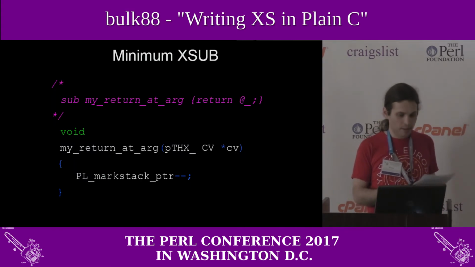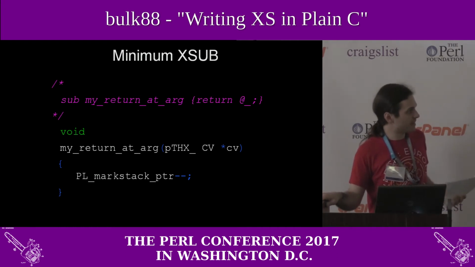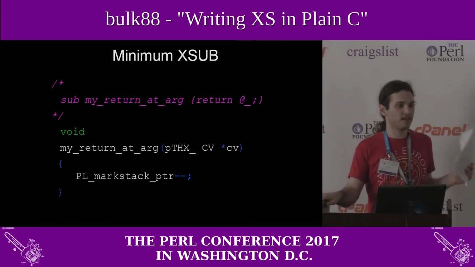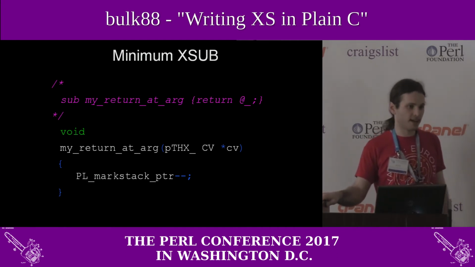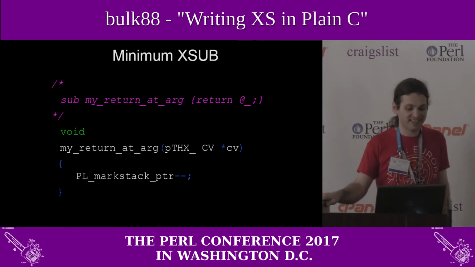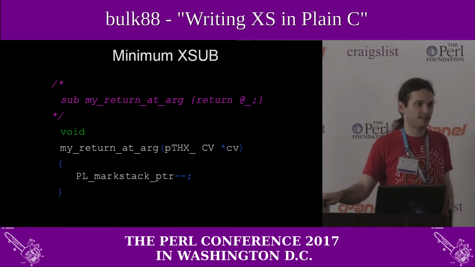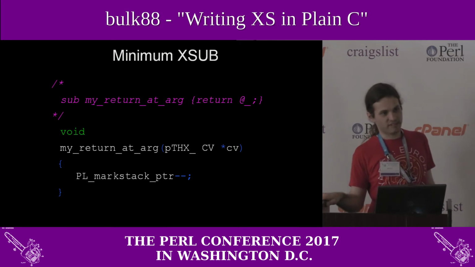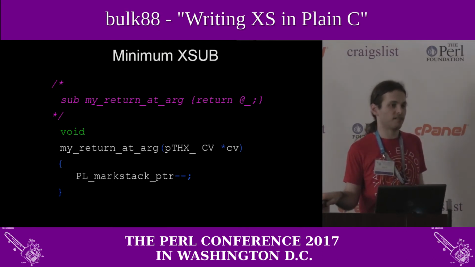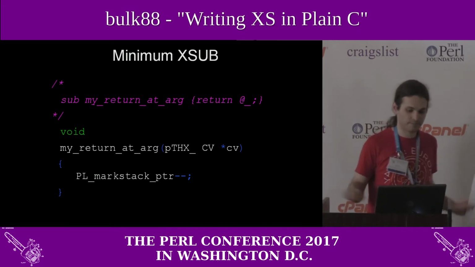The smallest XSub you can possibly write in plain C is the following. Every XSub has only one API contract obligation, which is to decrease the mark stack pointer, to wipe that index slot that it received in. This is the smallest possible XSub you can write in plain C without crashing the Perl interpreter. All it does is return @_ to the caller, because the incoming arguments also become your outgoing arguments if you don't change anything.